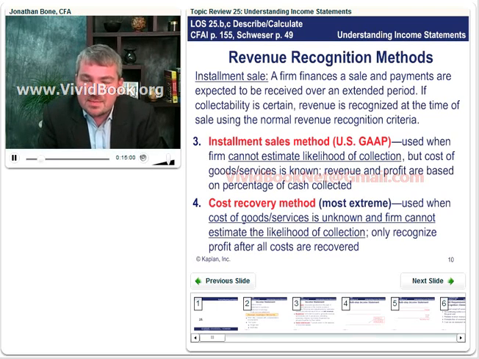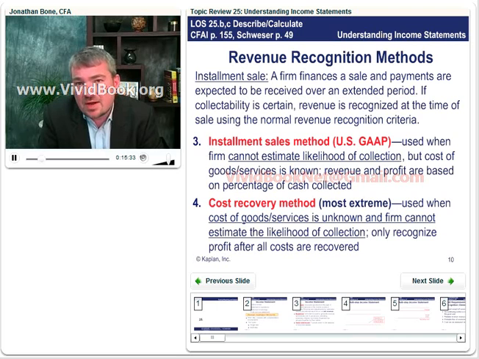Now, these two methods that we're looking at here, the installment sales method and the cost recovery method, are used if you've sold goods and you're allowing the customer to pay you on installment, but you are uncertain whether the customer will pay you. So let's look at the installment sales method first, used under US GAAP. It's used when the firm cannot estimate the likelihood of collection.